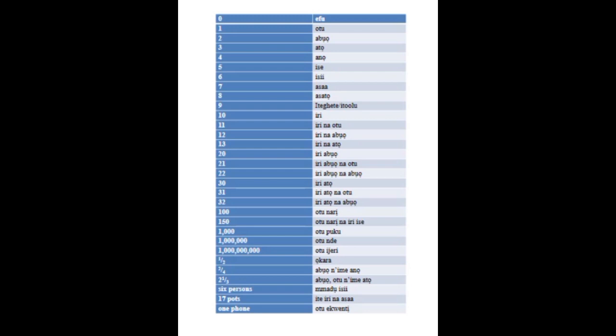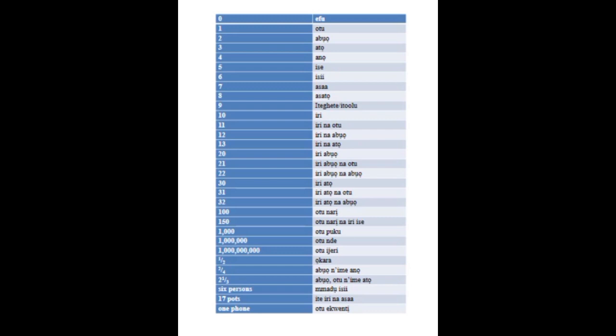100 is narị. 150, otu narị na iri ise. 50, remember? 1000 is otu puku. Puku is 1000. 1 million, otu nde. Nde is million. 1 billion is otu ijeri. Ijeri is billion. Then half is ọkara.